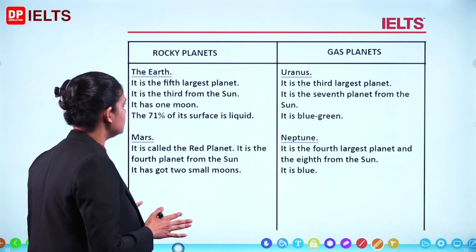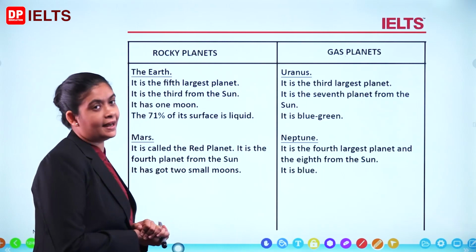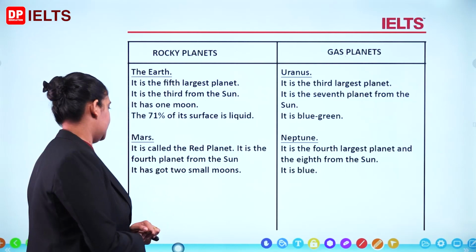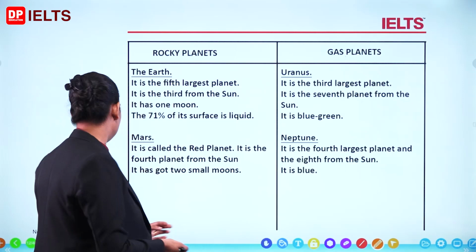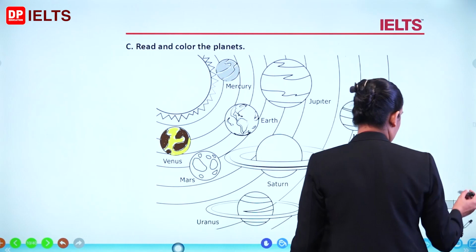Mars, it's called the red planet. It is the fourth planet. It has got two small moons. So, I'm going to color Mars in red color, okay? So let's color Mars in red color.